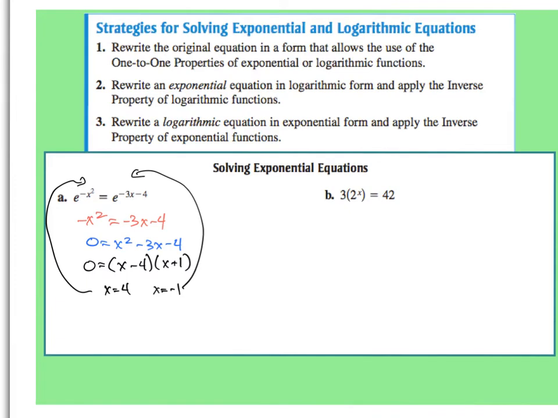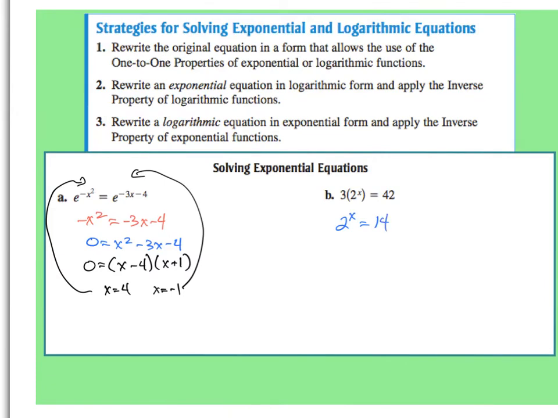All right, let's look at part B. I now have 3 times 2 to the power of x is equal to 42. Order of operations says parentheses, exponents, multiply, divide, add, subtract, right? So when we're solving one of these, we need to get the exponential by itself. So we're going to use SADMEP. We're going backwards with our order of operations. So what's my first step here? Divide by 3. So now I have 2 to the power of x is equal to 14.